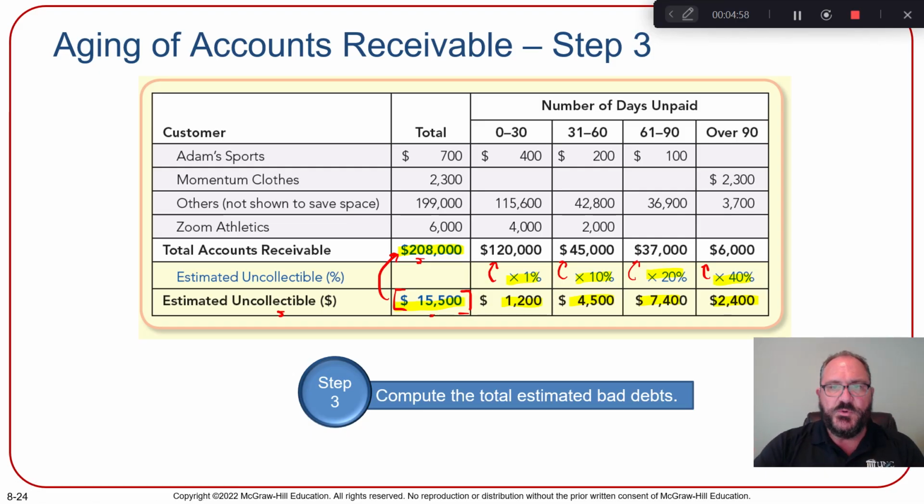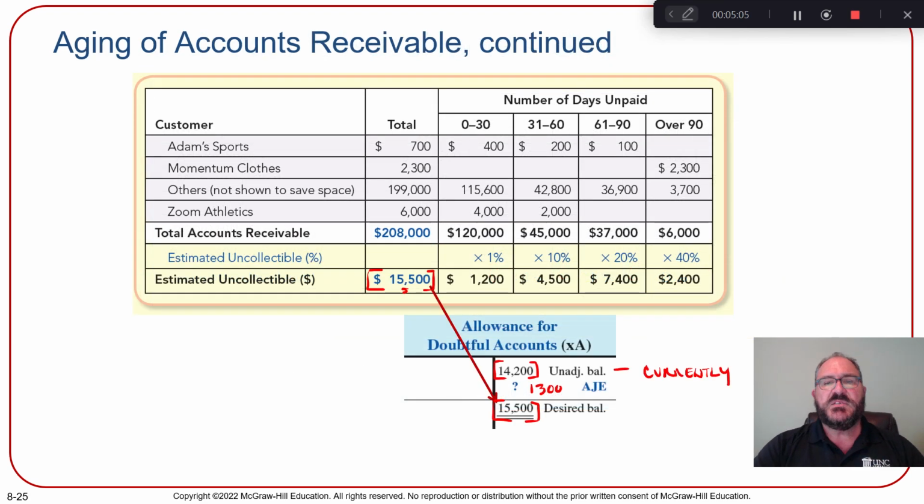Then what they do is they make the allowance equal that amount. So for example, here's an example. This is the allowance, right? So they just calculated $15,500. This is the desired balance. So if you currently have $14,200 in there, you have to add an adjusting journal entry of $1,300 to bring it to that amount. So with this method, what you do is you bring it to the amount that it's intended to be, okay?